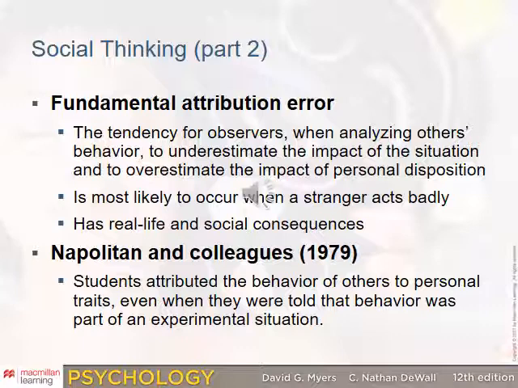In the study by Napolitan and colleagues, students attributed the behavior of others to personal traits, even when they were told that the behavior was part of an experimental situation. In the study, when something bad happened to someone else, subjects blamed that person's behavior on personality 65% of the time, but when something bad happened to the subjects, they blamed themselves only 44% of the time, blaming the situation they were in much more often.